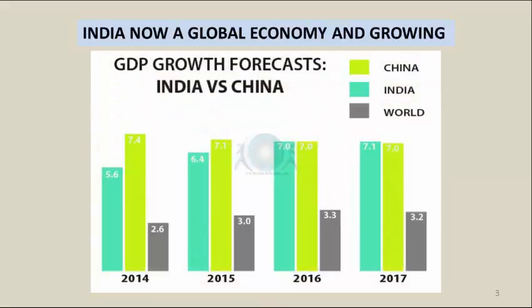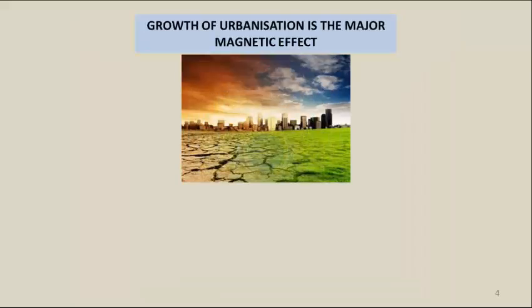Now, migration is an important aspect of population studies, and more so with faster developing countries like India. India is one of the biggest growing global economies, as can be seen in this graph. Recent economic growth, which is more than 7%, and the faster industrial development that the country has seen in the past decades have caused faster urbanization. This urbanization has acted as a major magnetic effect, and it has drawn people from rural to urban areas. Reasons for this are very obvious.